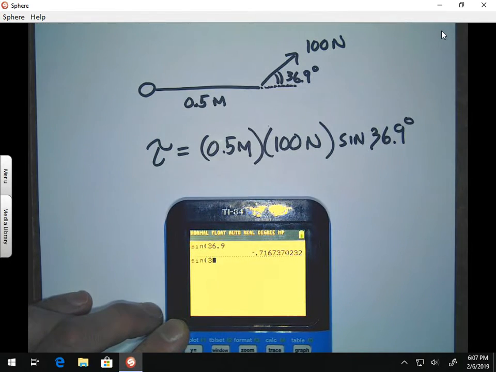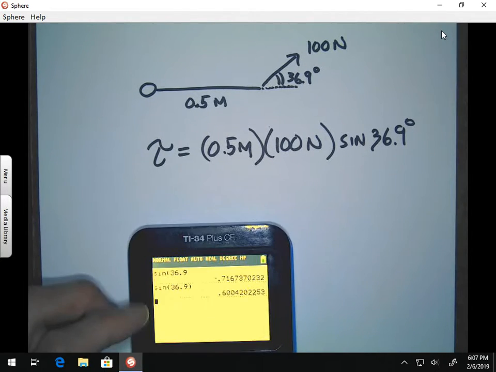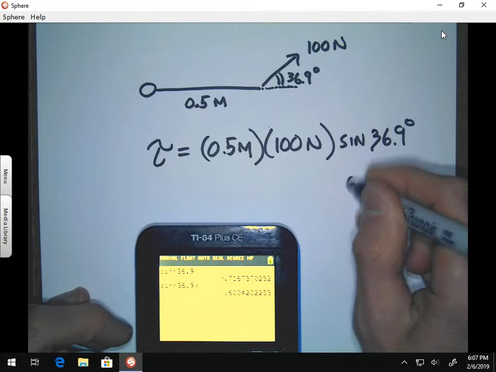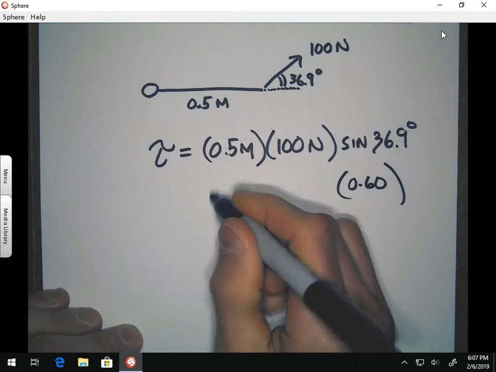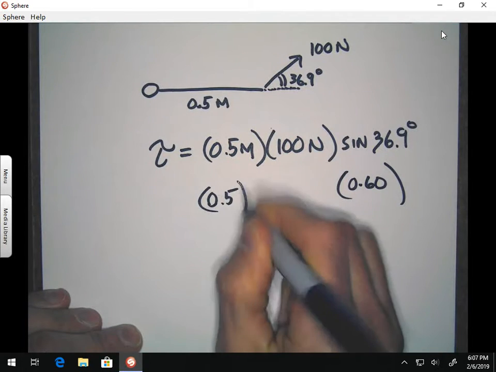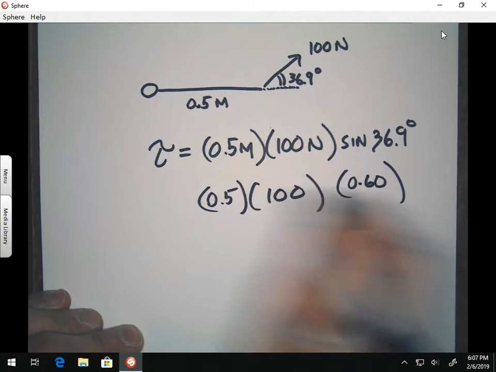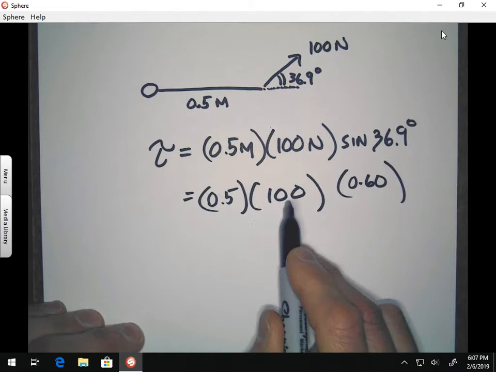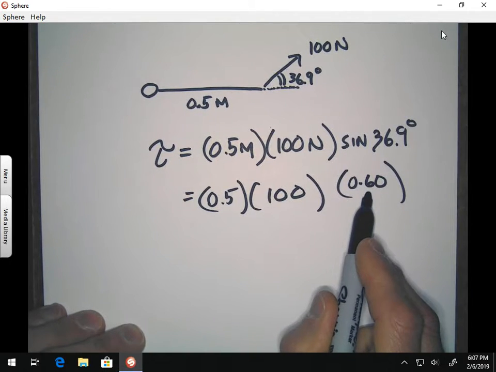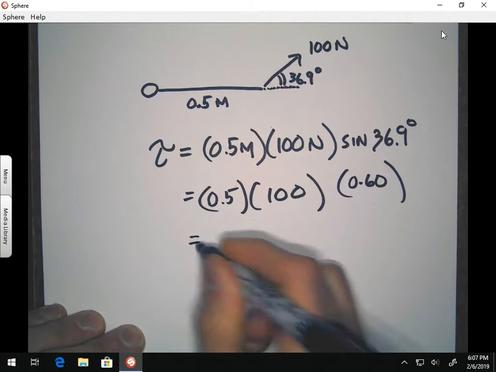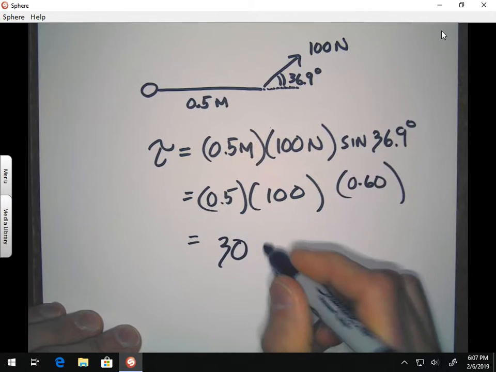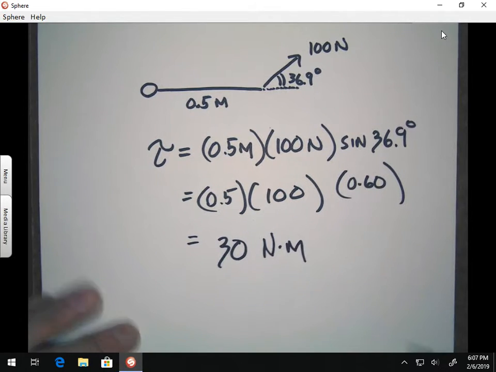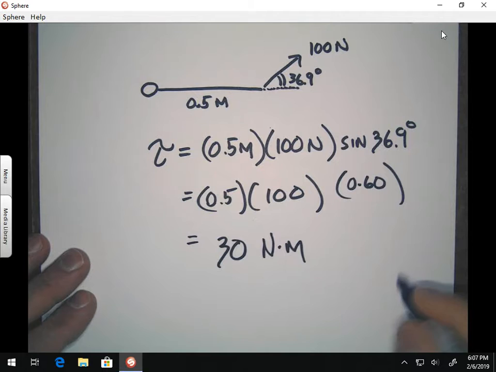And the sine of 36.9 is 0.6. Okay? So this is 0.5 times 100 times 0.6. All right, so 100 times 0.6 would be 60. Half of 60 would be 30. And the units would be meters times newtons, but we like to write newtons times meters so we don't get confused on that. So that's my torque.